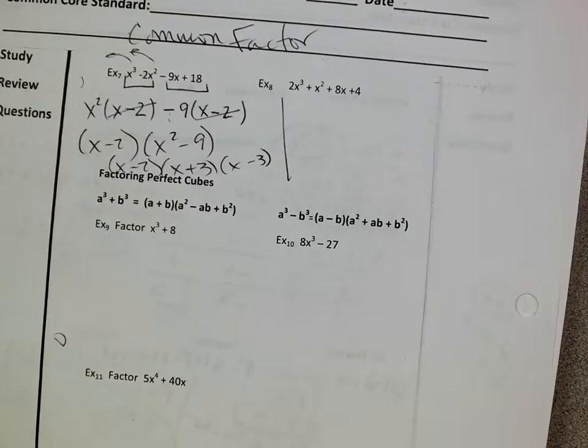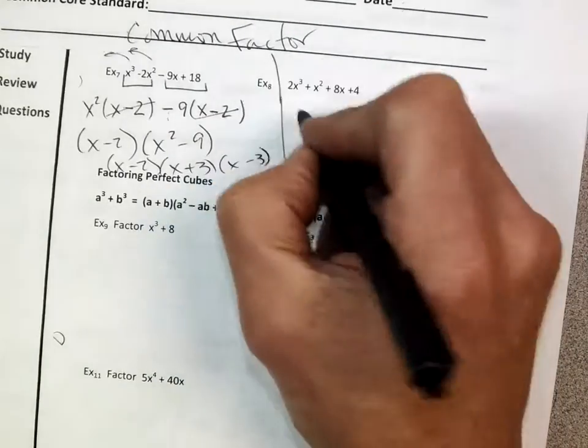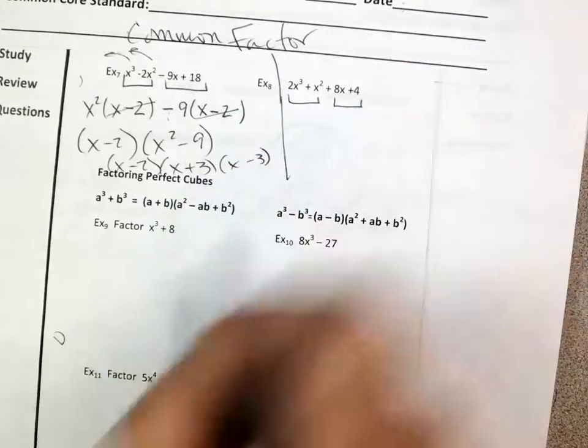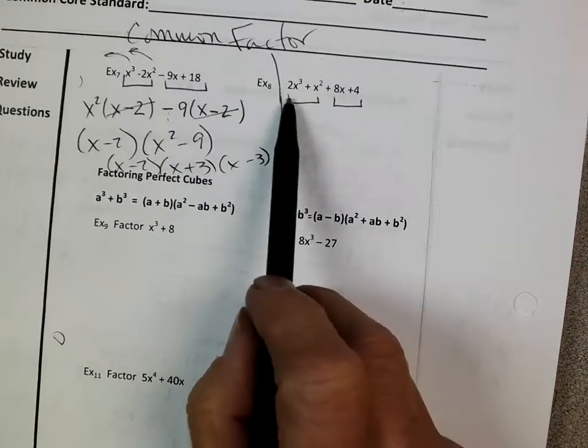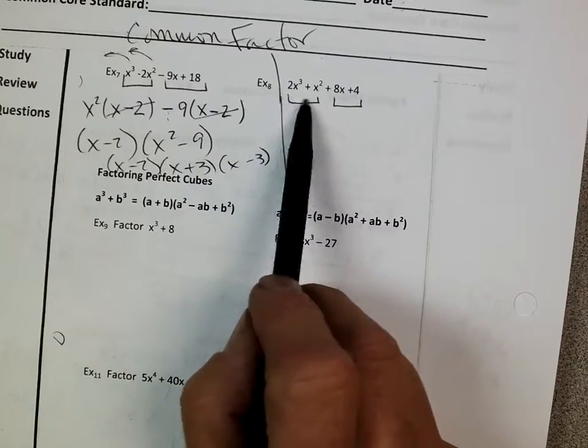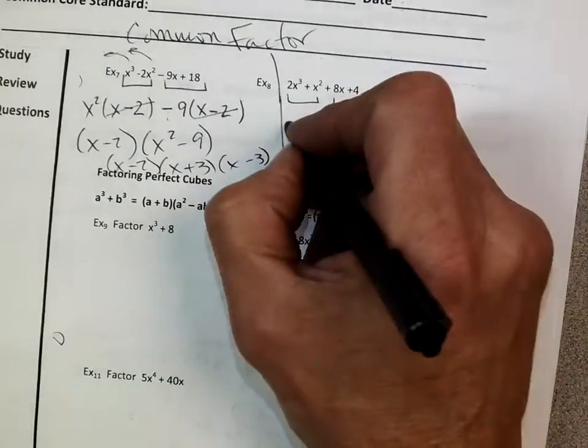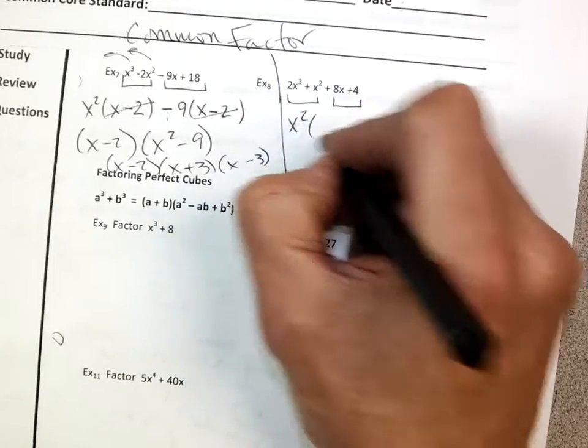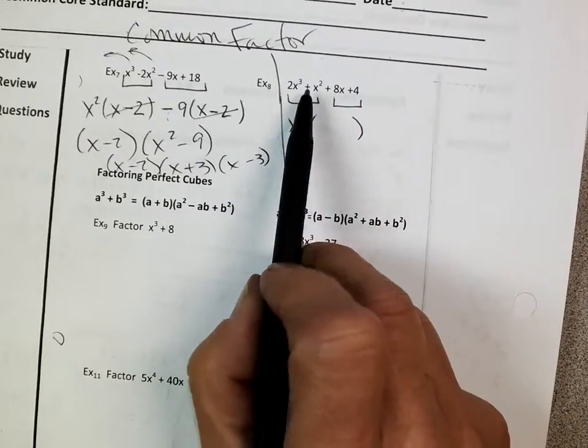Okay, if I look at example 8, I'm going to pair them up. Same thing. Pair them up, put these two together, right? So if I pair them up and find out what they have in common, what do these two have in common? X squared. X squared, right? So if I pull out the x squared out of the first two, what am I left with?